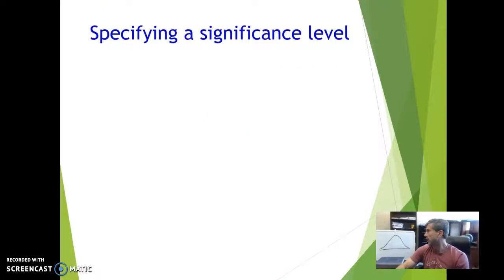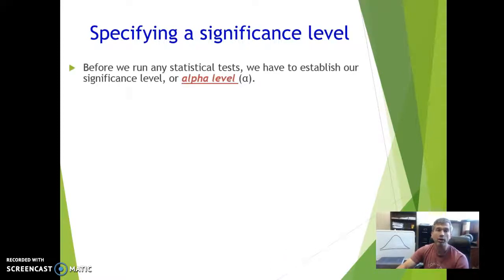So back here we have kind of an approximation of the normal curve. We're going to talk about what role the region of rejection plays in there. But first, we'll talk about the idea of a significance level. The significance level basically determines how easy or how difficult it is to reject the null.